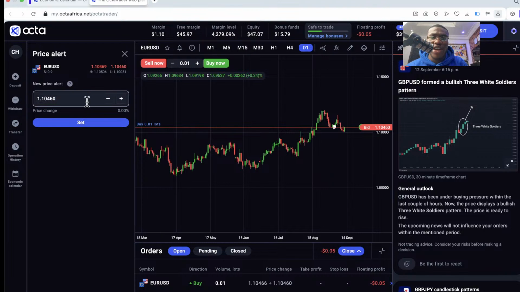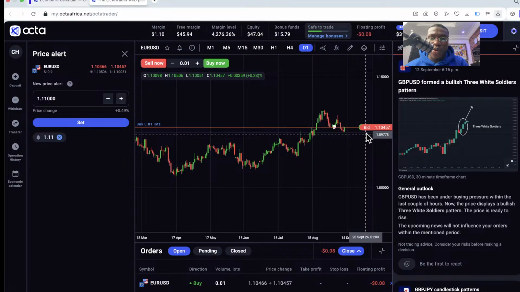You can always use alerts, trade alerts as well. And what this does is you set a price, and when you click on set, Octa alerts you when the price has gotten to this price that you've set for the alarm. Okay, so let's say I put an alarm for this number. So whenever price gets to this level, Octa alerts me. I get a notification on my phone that the price has gotten to that level and I can now come on the charts to trade accordingly.